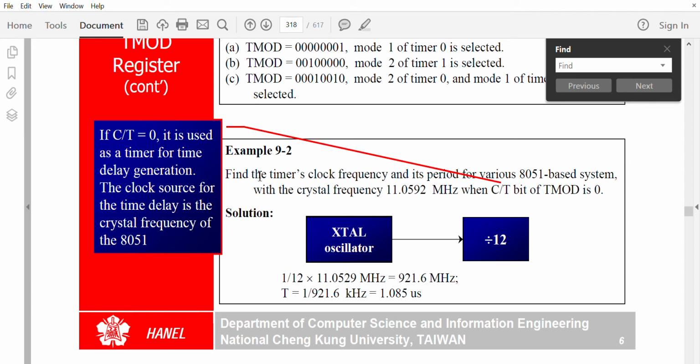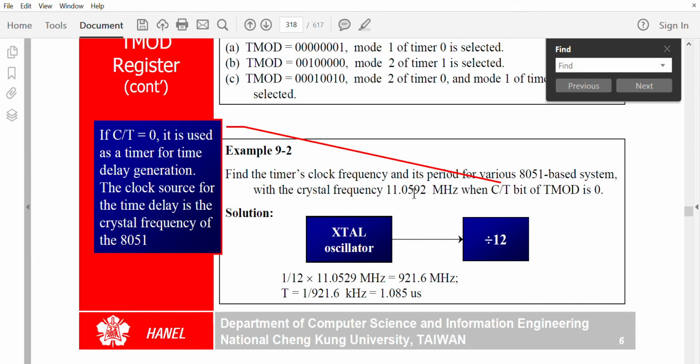So if C bar T is equal to 0, we know that it is used as a timer. If C bar T is equal to 1, then it is used as a counter. The clock source for a timer, we said, is the crystal frequency, that is 11.0592. That is anyway given in the question itself. Otherwise, you can assume it like that.